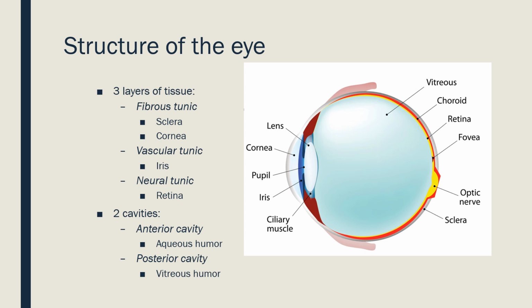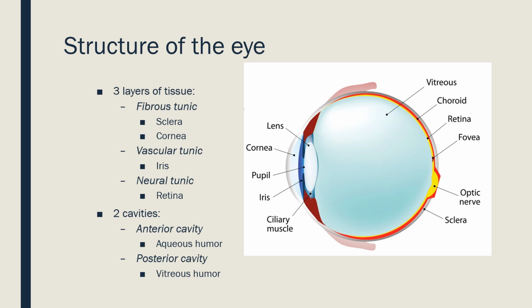The eye is a hollow sphere composed of 3 layers of tissue. The fibrous tunic includes the sclera, which is the white of our eyes, and the clear cornea, which covers the anterior tip of the eye to allow light to pass through. The vascular tunic includes the vascularized connective tissue and the iris, which is the colored part of the eye that's smooth muscle, and is responsible for opening and closing the pupil in response to light.